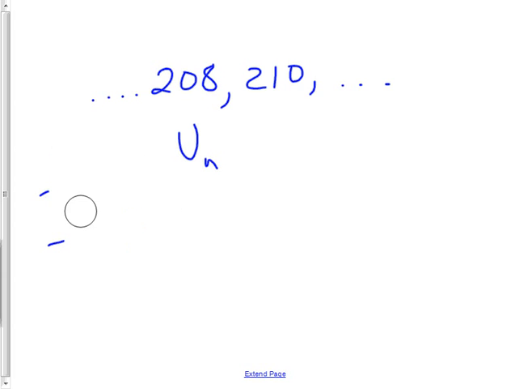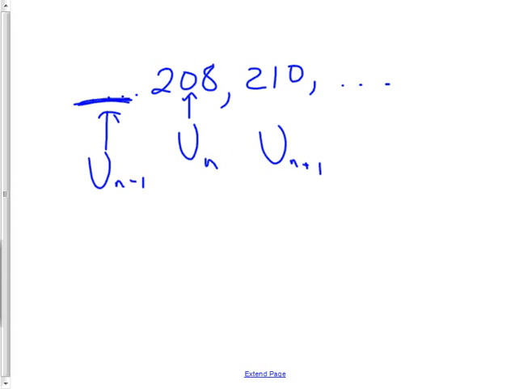All right, so if I'm picking this random one, I don't know what it is, so I'm going to call it U sub N. What's the one right after it going to be? Yes, U sub N plus 1. And how about the term right in front of it? Whatever number's right here that I can't see, U sub N minus 1. Yes.